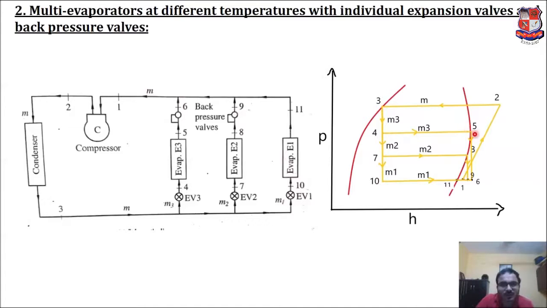And we will understand this back pressure valve process 5 to 6 later on. Okay, so till now I have explained you that from 3 to 4 there will be an expansion of M3 mass, and then 4 to 5 is the evaporation process. Now similarly for M2 mass there will be expansion from process 3 to 7. Point 3 to 7 we will have expansion of M2 mass, and then from 7 to 8 we are having evaporation.